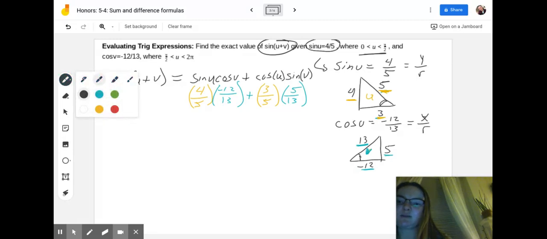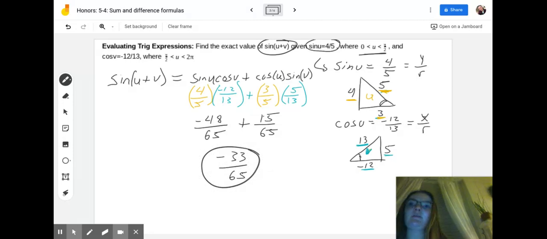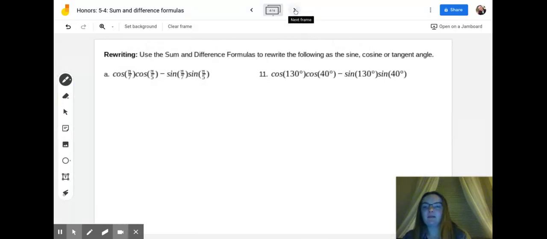Okay, so let's go ahead and simplify this out. I'm going to end up getting negative 48 all over 65 plus 3 times 5, 15 all over 65, and I should get negative 33 all over 65. And so that right there is the exact value using the sum and difference formula of sine of u plus sine of v. All right, let's go ahead and practice rewriting.